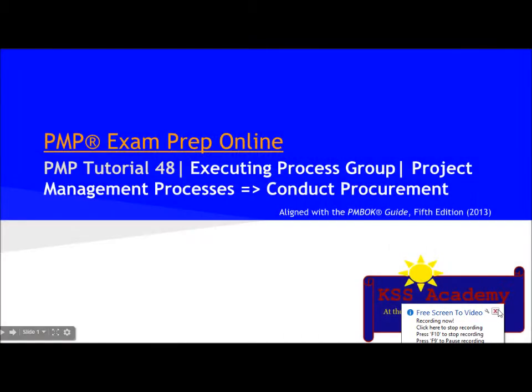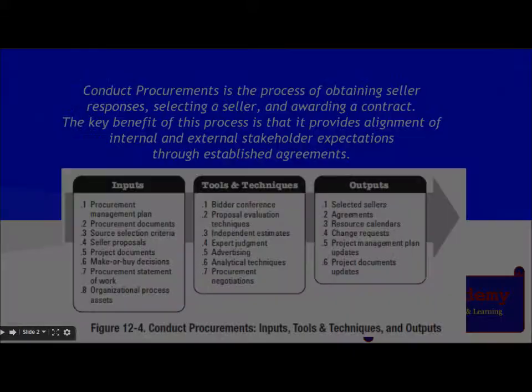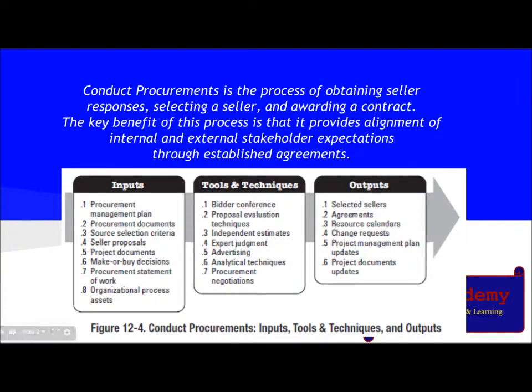Hello people, today we are going to learn about the new process under the executing process group, which is called conduct procurement. So let's see. Conduct procurements is the process of obtaining sellers' responses, selecting a seller, and awarding a contract. The key benefit of this process is that it provides alignment of internal and external stakeholder expectations through established agreements.